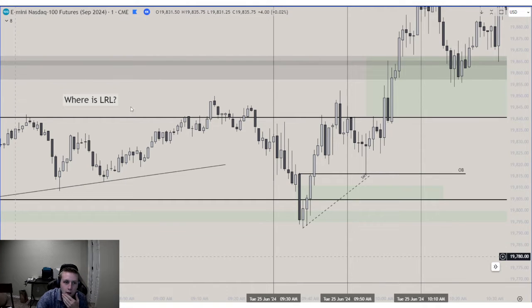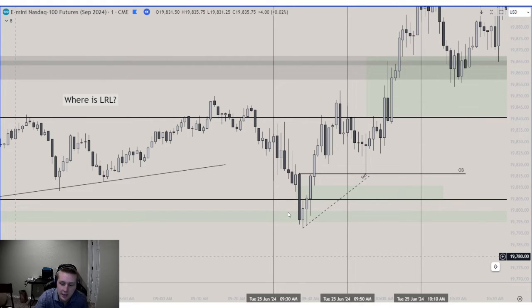If we look at anytime market opens, the question I'm always asking myself personally is, where's the low resistance liquidity? Where can we possibly manipulate into? Right here, we have low resistance liquidity. We have that 1 hour order block, 1 hour imbalance. And then this green box here is a 15-minute fair value gap that price ended up manipulating into.